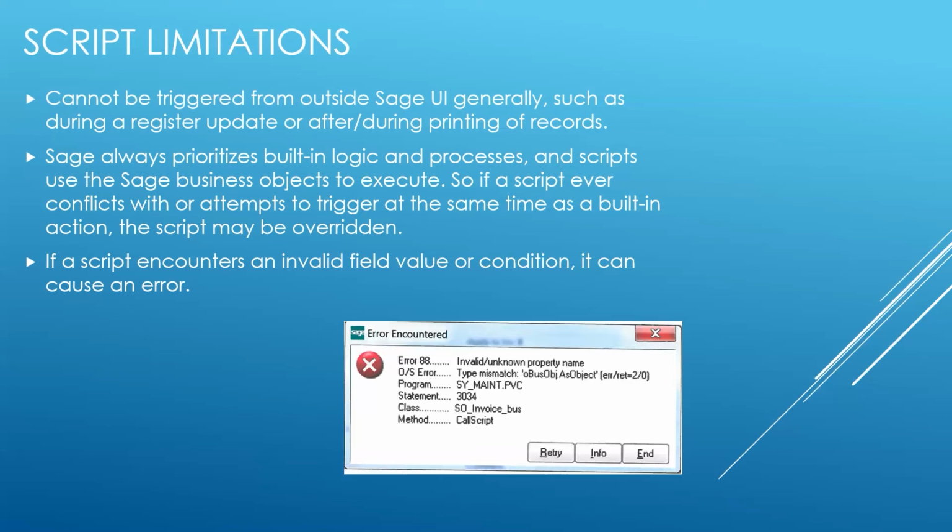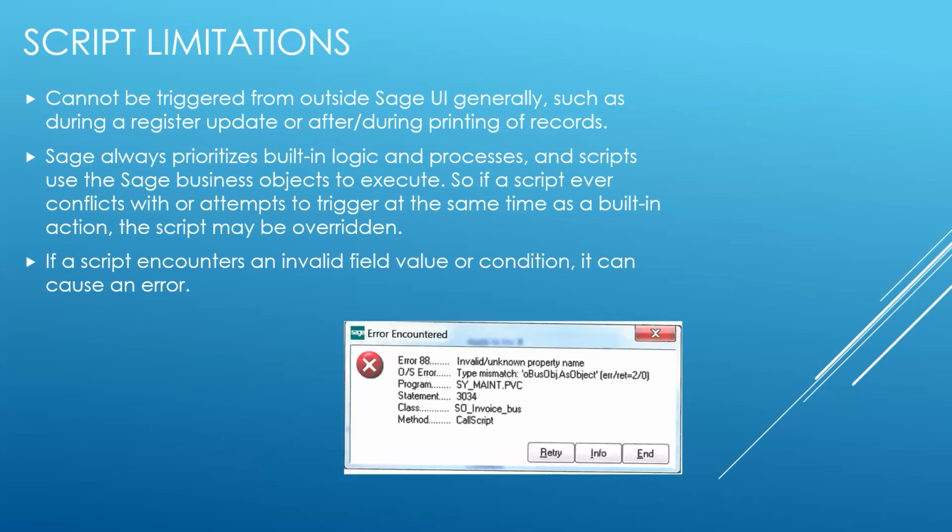And as I mentioned earlier, Sage always prioritizes its own built-in logic and processes, and scripts are using those business objects to execute. So if the script ever tries to do something at the exact same moment that Sage itself is just trying to do something, and this is sort of similar to the priority that we set if we have two scripts trying to trigger at the same time because they'll conflict. Well, that can also happen if a script overlaps with something that Sage itself is trying to do, and Sage will just ignore the script in that circumstance most of the time. On some occasions, it'll actually error out instead.